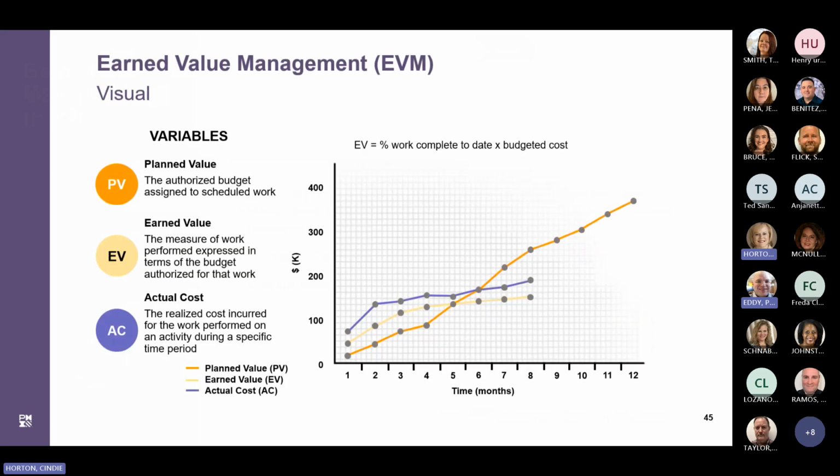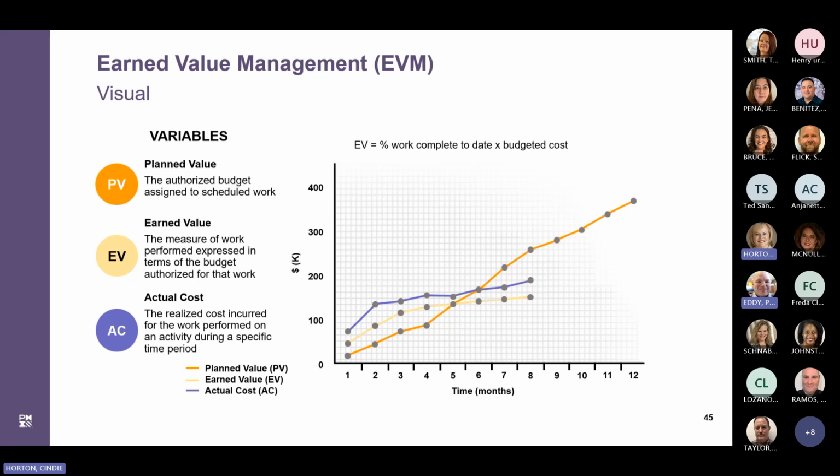So let's look at the variables that go into conducting earned value management. EVM involves determining 3 independent variables to assess and monitor project cost and schedule performance progress. These 3 variables are used to provide measures of whether work is being accomplished as planned and to forecast project cost at completion. The variables that we're going to look at here are planned value, or PV, earned value, EV, and actual cost, AC.